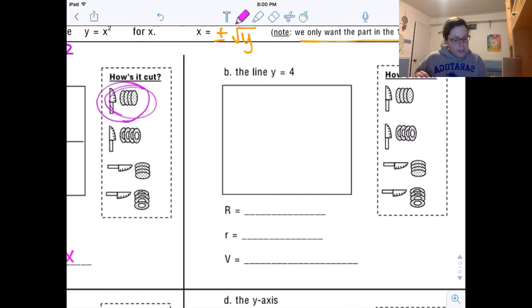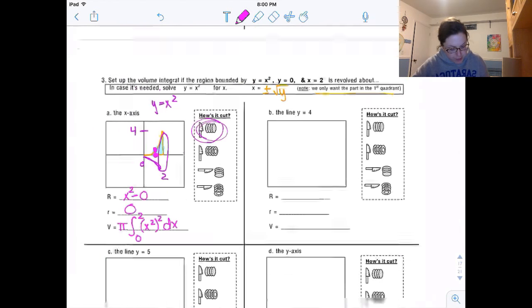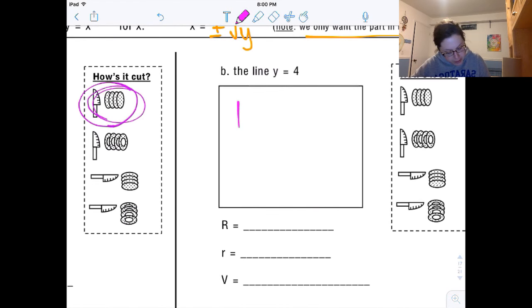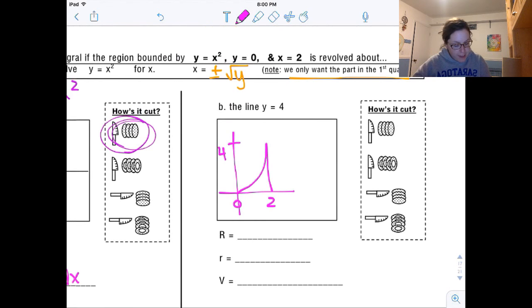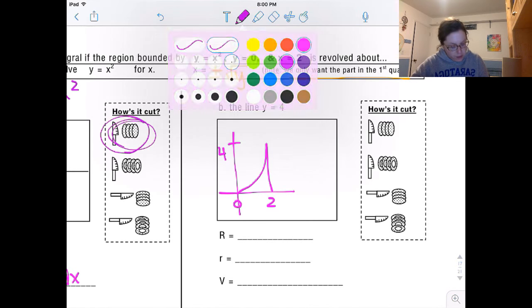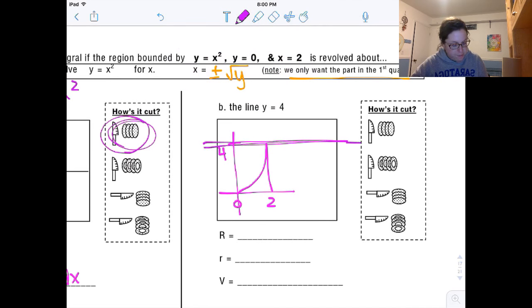All right, next one. Now we're going to take that same region. So I'm going to redraw that region. It looks like this. That's 0, that's 2, that's 4, and we're revolving that around the line y equals 4. So this is y equals 4, right? Revolve that around. So this is going to look like that.